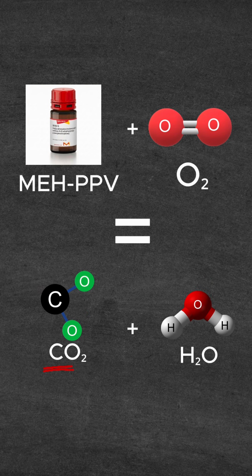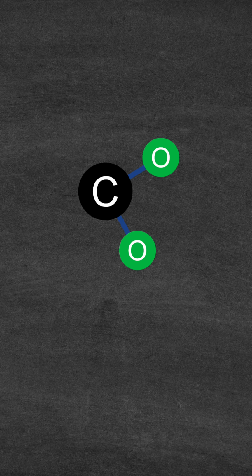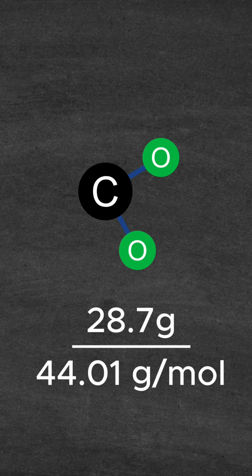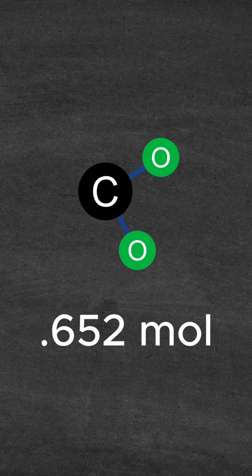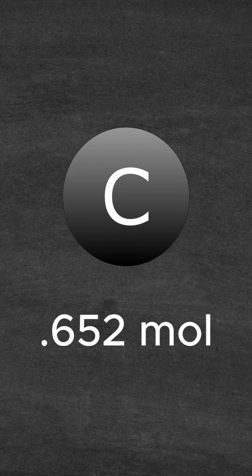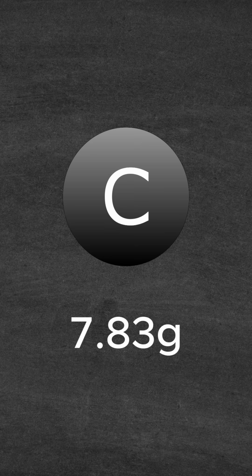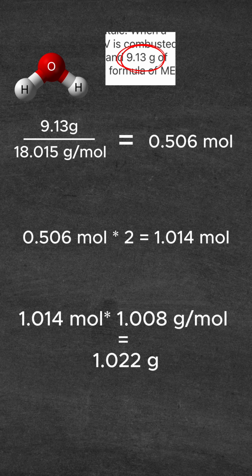So since for carbon and hydrogen, the same amount will be in the products as was in the MEH-PPV, we can find that amount by finding the moles of carbon dioxide by dividing the mass given of carbon dioxide by the molar mass of carbon dioxide. So we have this many moles of carbon dioxide, and since it only has one carbon, we have the same number of moles of carbon. We'll save this number for later. And for the grams of carbon, the molar mass of carbon is about 12, so we have this many grams of carbon.